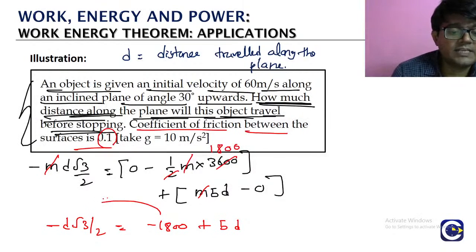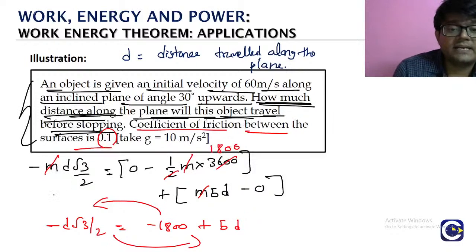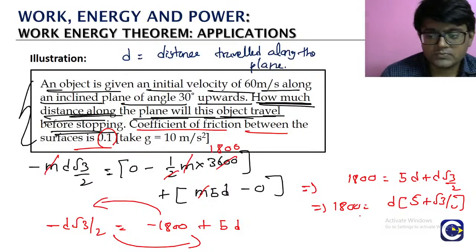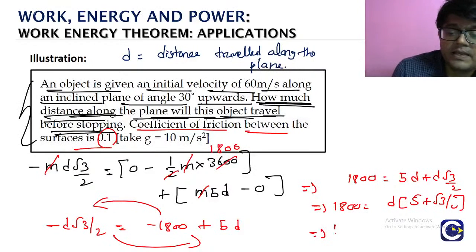So now we can rearrange. Bringing the minus 1800 to the left side, it will become plus 1800 is equal to, on the right side, 5d plus d into root 3 by 2. So 1800 is equal to d into 5 plus root 3 by 2.